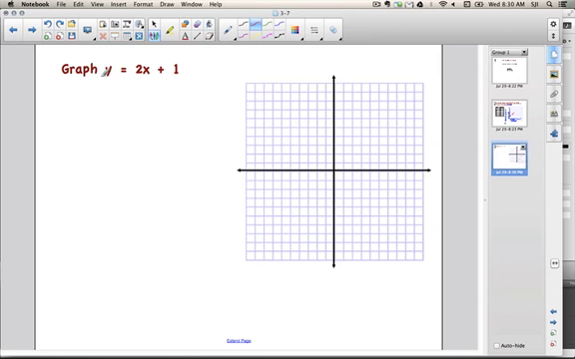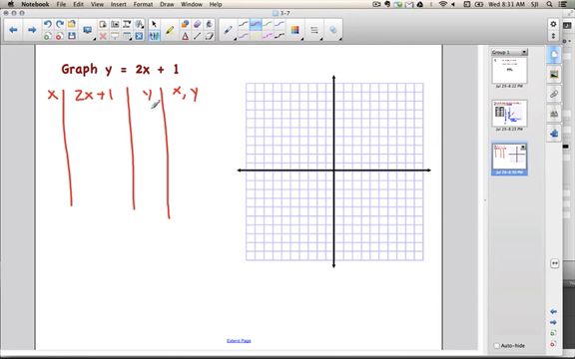So here's how you go about doing this. What you do is we're going to make a table ourselves. I'm going to say x is going to go here. I'm going to put 2x plus 1 there. And I'm going to put y here. And then I'm going to put x, comma, y in the last column. And here's how this works.